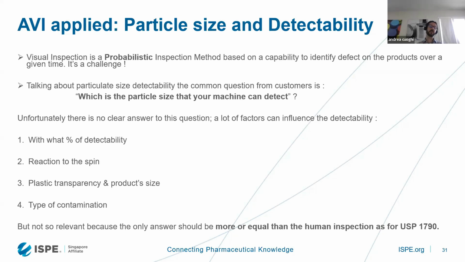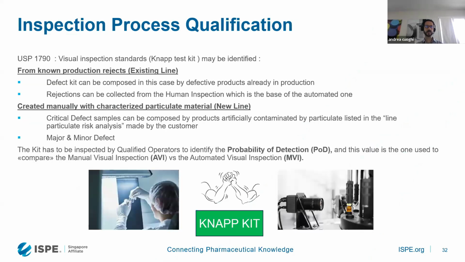But what is really important is the comparison with the human. So which particle size the machine can detect is not the relevant point. What is relevant is that the machine must have equal or better results than human inspection. And this is stated in US Pharmacopeia 1790.